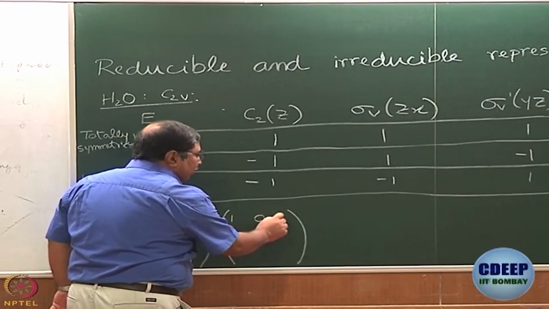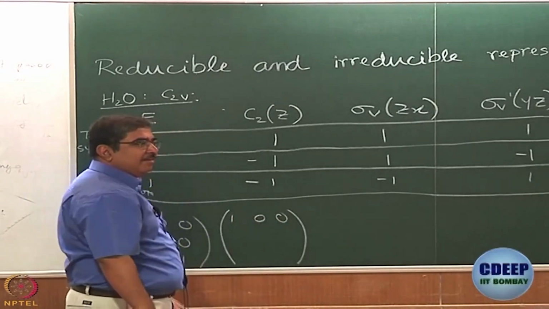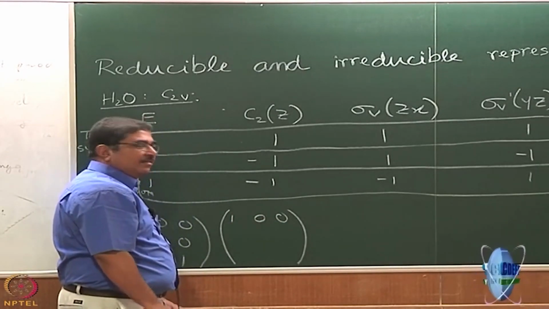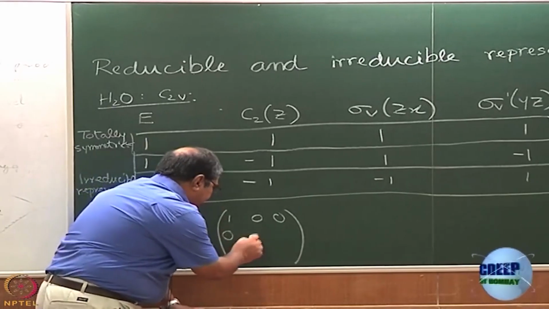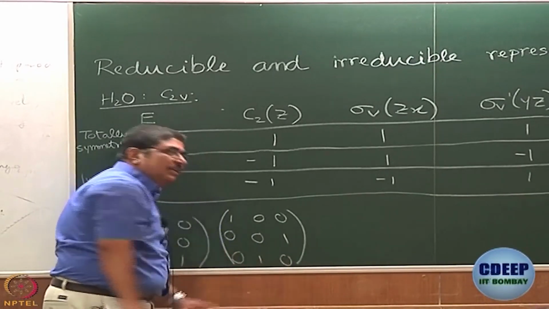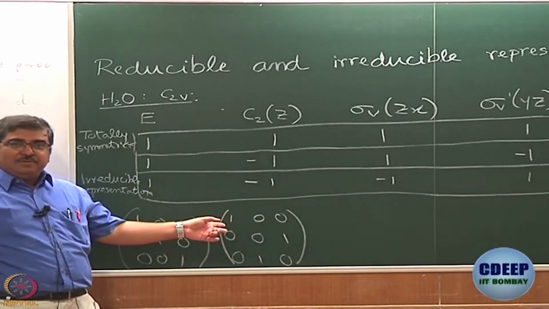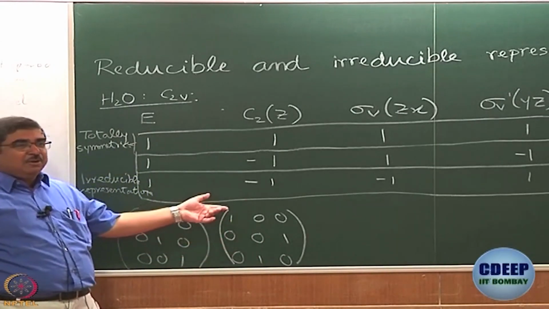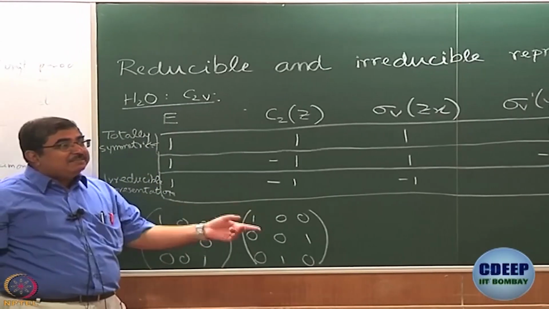1 0 0, no problem with that. Then 0 0 1, then 0 1 0. Now you see, you don't have a diagonal matrix anymore. Non-zero elements have gone off diagonal. Why? Because A becomes B and B becomes A.